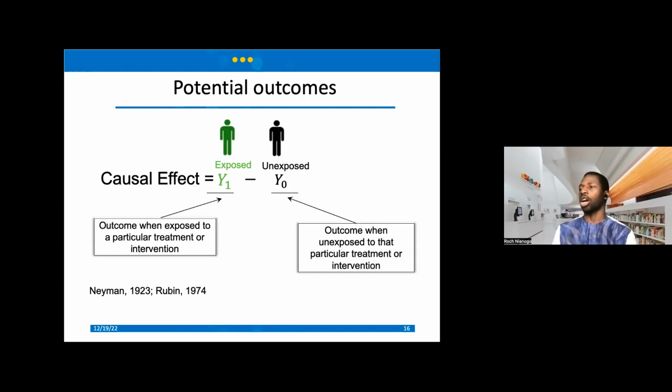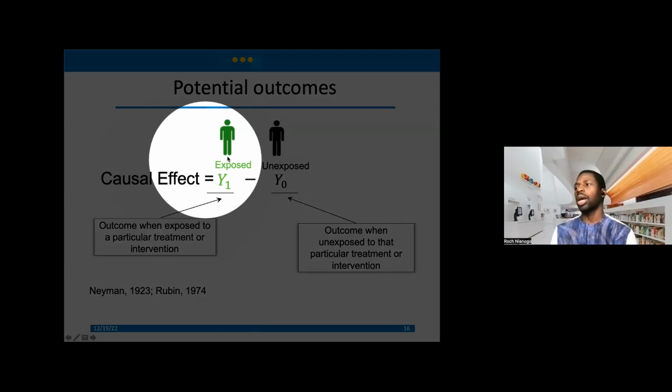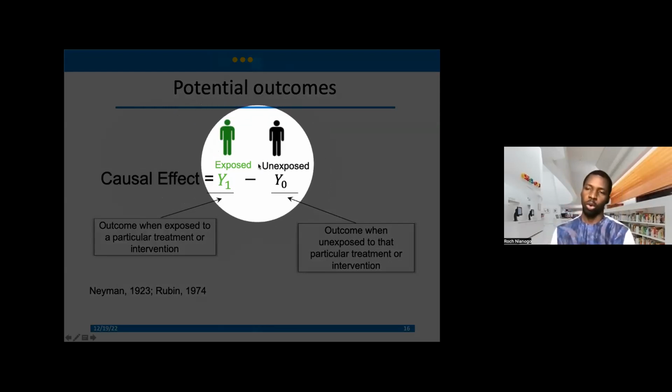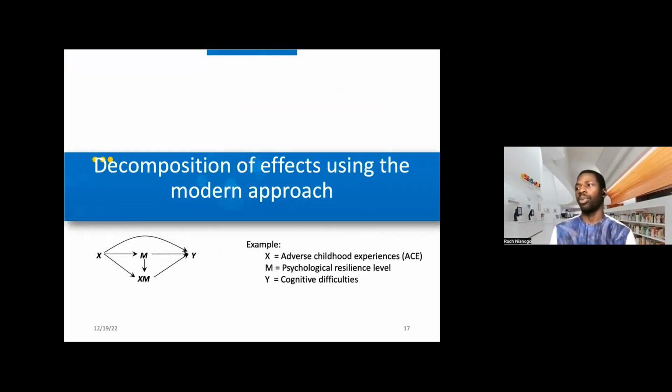Here you can see a causal effect is going to be the effect when exposed minus the effect had the person not been exposed, right? The same person had they not been exposed. That's what we call potential outcomes. And you'll see how that notion is important when we define some of the effects we're going to be talking about: indirect effects, direct effects, total effects, right? So that's just basically a preliminary notion.